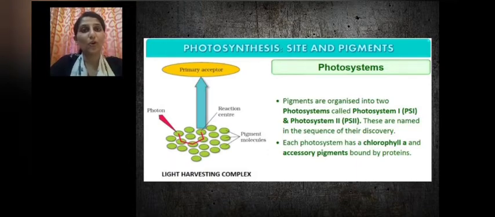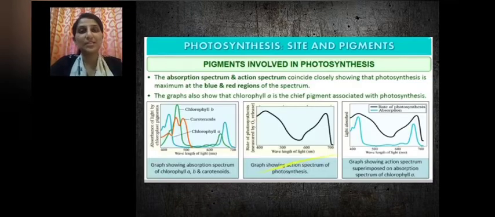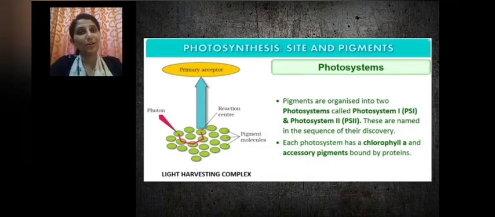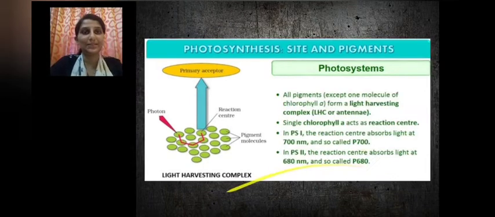So the pigments are organized into discrete systems called photosystems. Each photosystem has a chlorophyll A molecule and accessory pigments which are bound together by proteins. So this is the photosystem. This is a photosystem which consists of the chlorophyll A molecule and the accessory pigments.